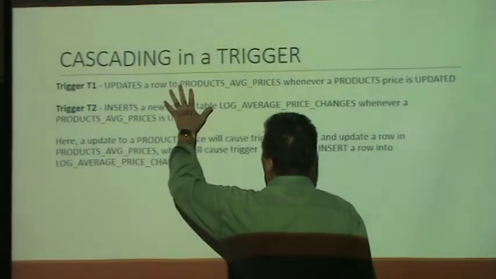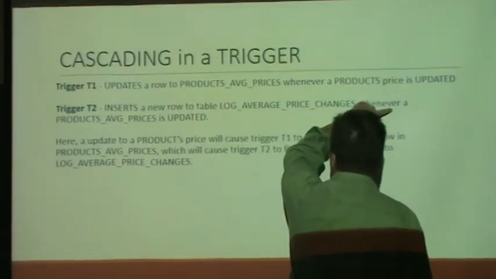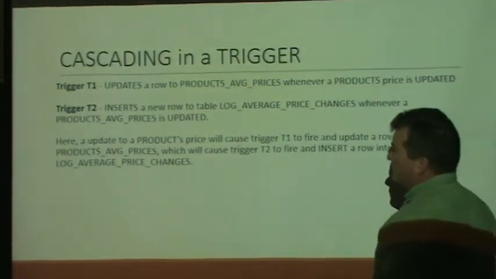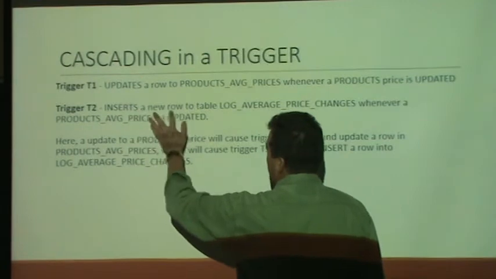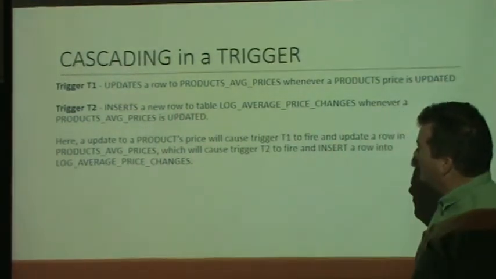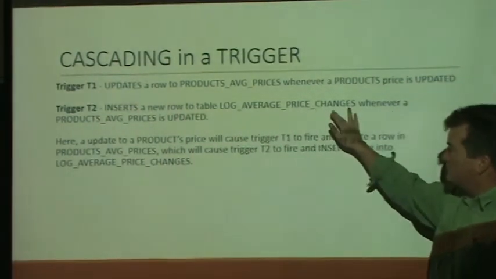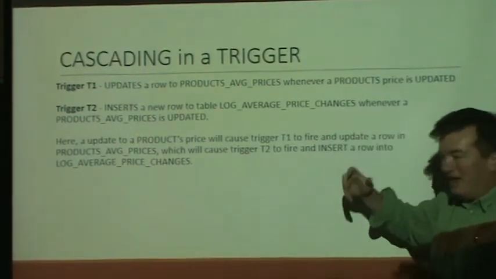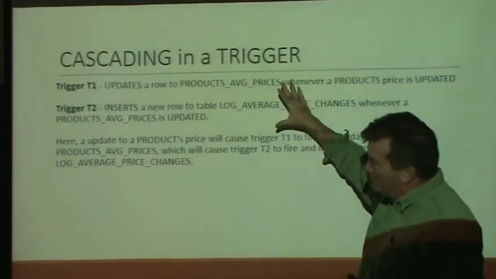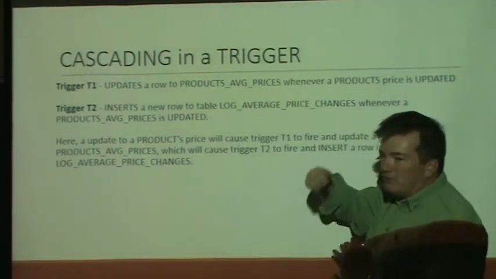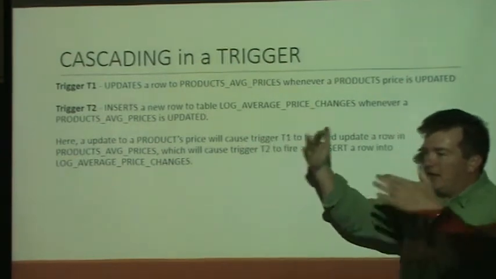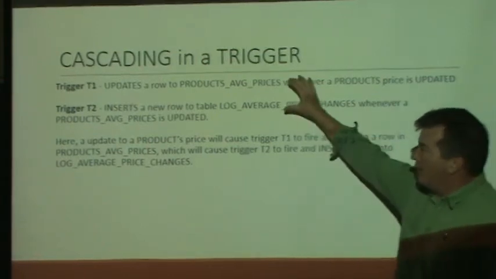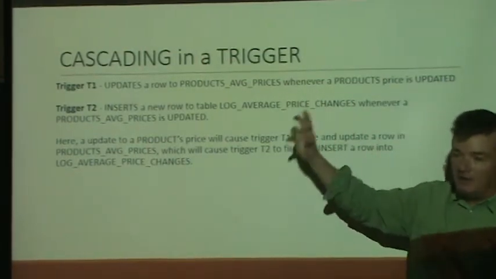So you set up one trigger that says anytime someone changes the price of an item, the average price changes. Then trigger 2 inserts a new record into the logging table whenever the average price changes. So now we have two triggers. Someone changes the price of an item, you update a field that says what your average price is. And every time the average price changes, you keep a log of it.